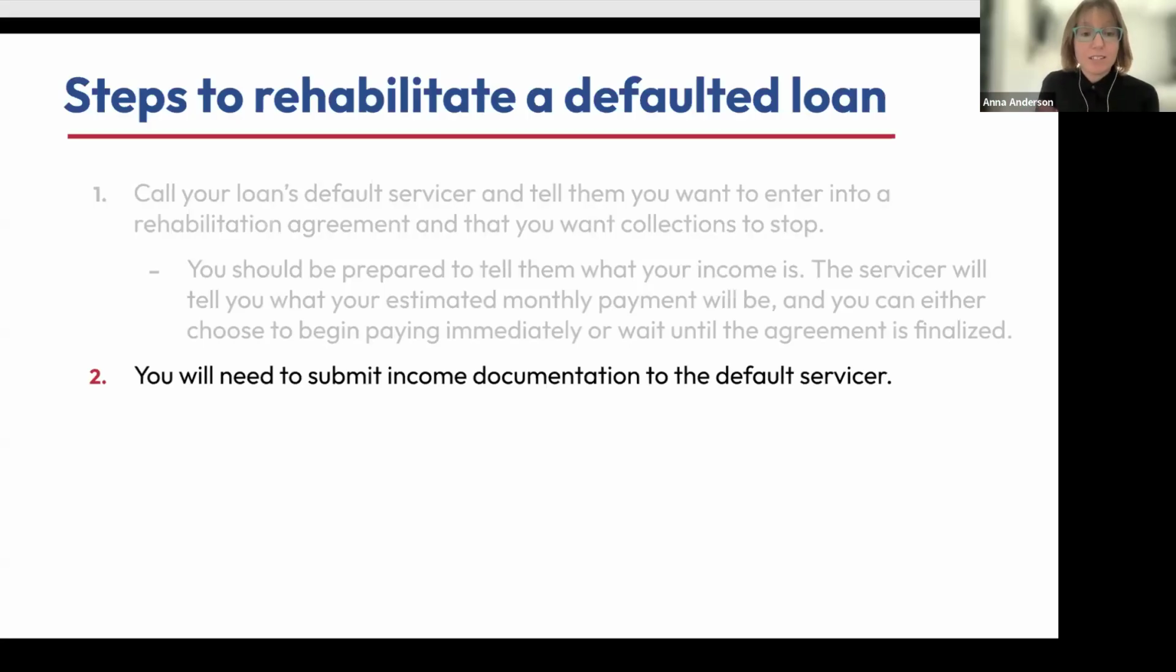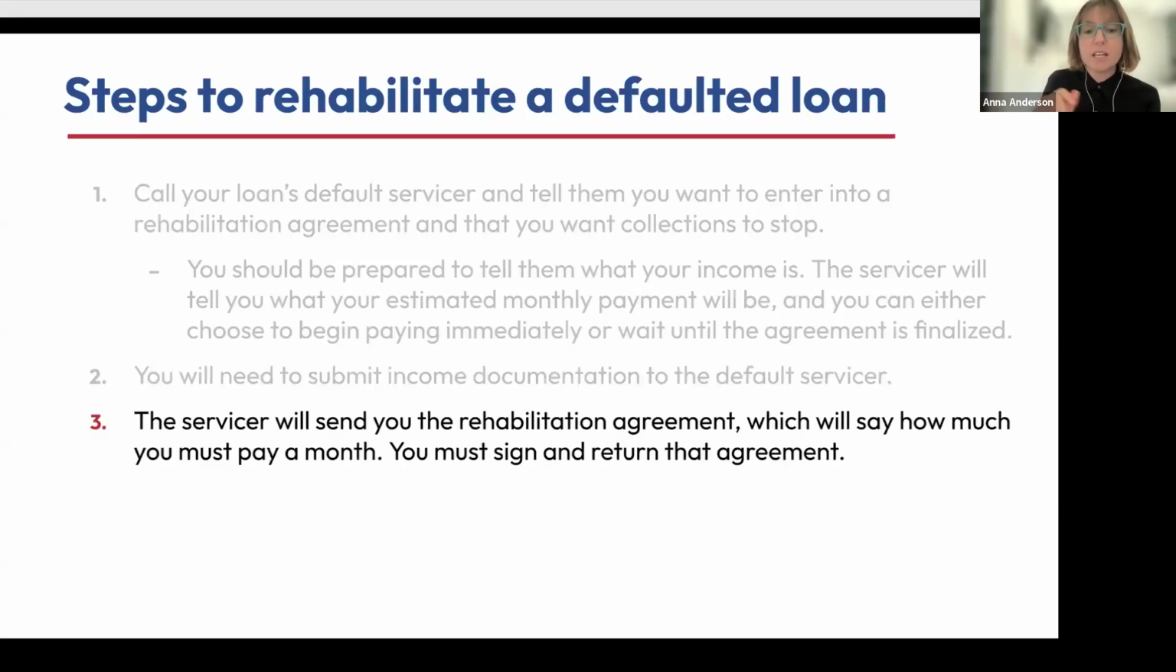So again, you need to submit your income information and proof of what your income is for the default servicer to actually give you the correct payment amount that you will need to make. Once you submit that, then the loan servicer will send you that agreement. So once you get the rehabilitation agreement that shows you what your payment amount is going to be and what you must pay a month in order to complete this successfully, you have to sign and return that agreement.